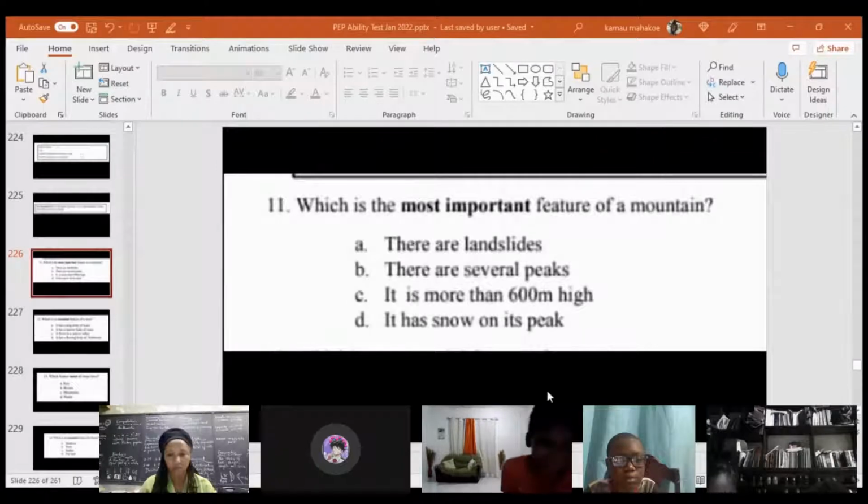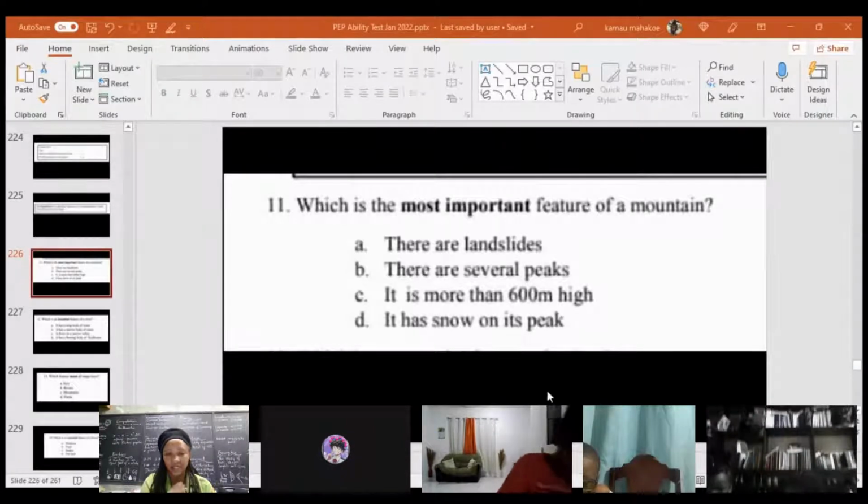Miss, I think this is like a question that we got before. I would say C, Miss. What does C say? Don't just send me the letter. Read what it says. C. It is more than 600 meters. All right, and that is correct.